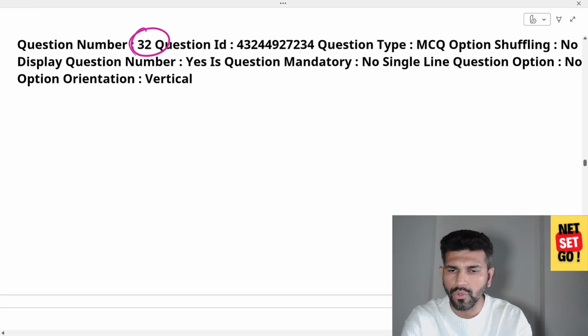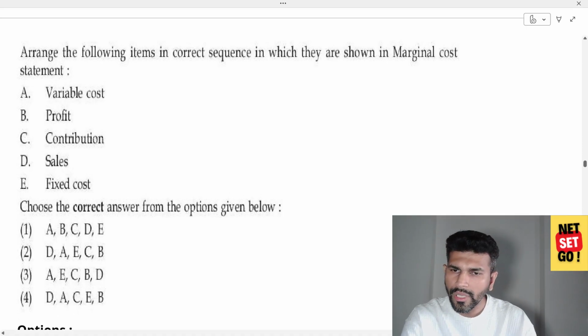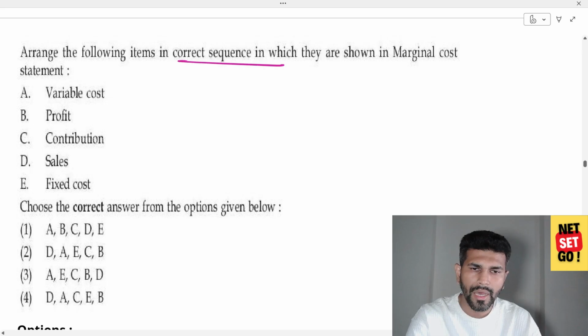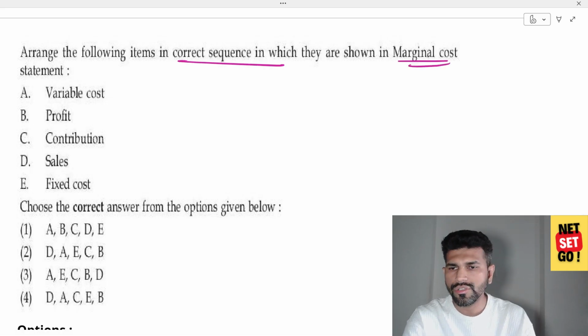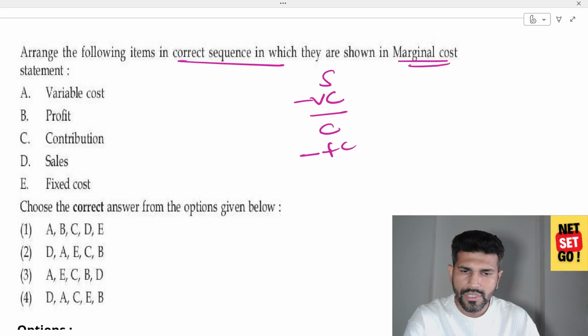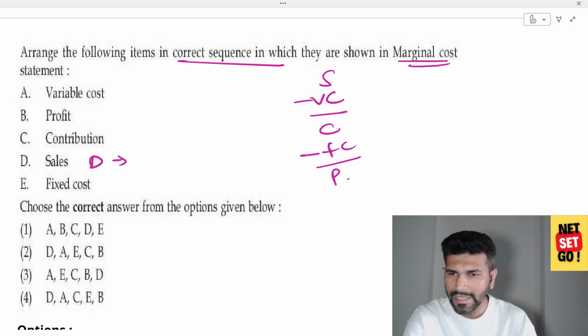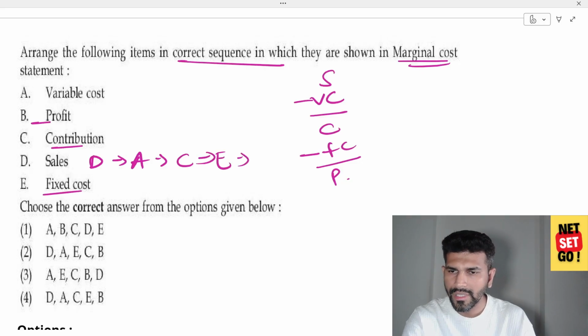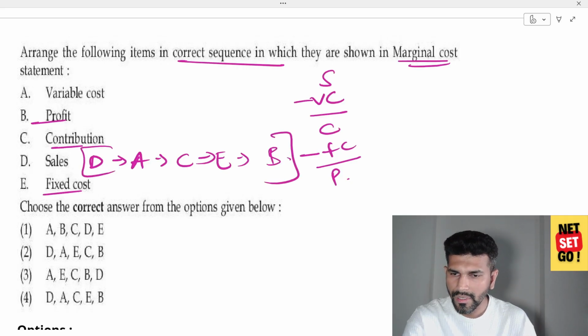Next, question number 32. Arrange the following items in the correct sequence in which they are shown in the marginal cost statement. The marginal cost statement format is sales minus variable cost, we get contribution, deduct fixed cost, we get profit. So the correct sequence is sales D, variable cost A, contribution C, fixed cost E, then we get profit B. So D, A, C, E, B. Option 4 is the correct answer.